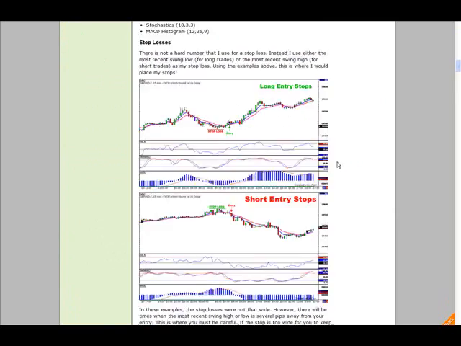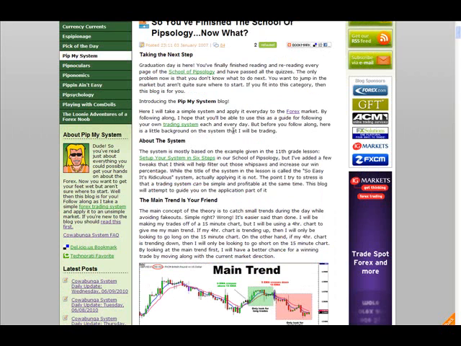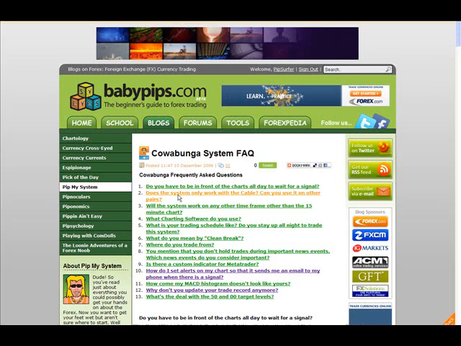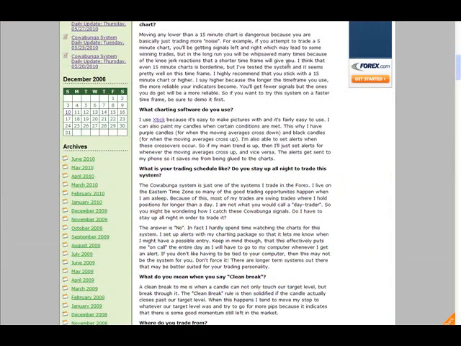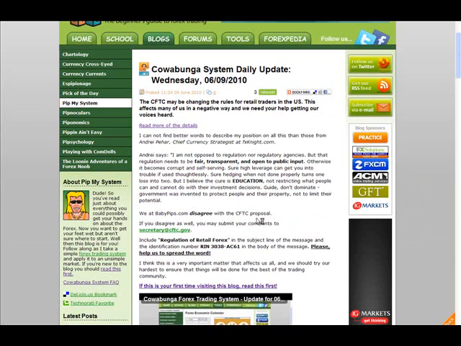Now, there are gray areas, and if there are still some questions, the next thing you want to do is go to the left side of this page, and there's a link called Cowabunga System FAQ for frequently asked questions. If you go to this page, a lot of the questions that I've seen on those gray areas, I've posted answers to, and you can simply click one and I have an answer for you there. So please, if you're new to this system, I strongly encourage you to visit those two pages because it should answer most of your questions.